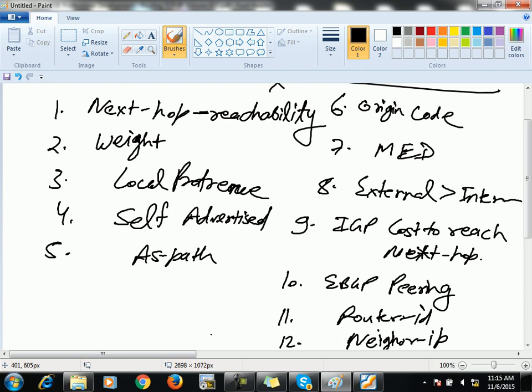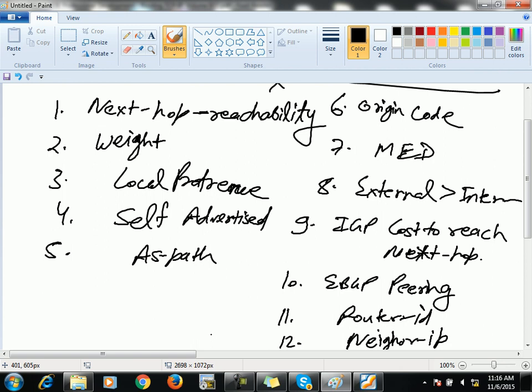So that's there. Then IGP cost to reach next hop comes in case both of them were either external or internal. Like I'm receiving the same prefix from two different neighbors, and from both neighbors I'm receiving that prefix as either external or internal, right? Then based on external or internal, it won't be possible to define the best path. So the next attribute will take place, that will be IGP cost to reach next hop.